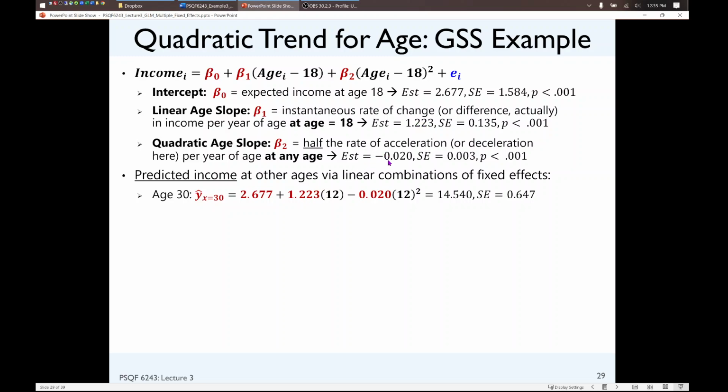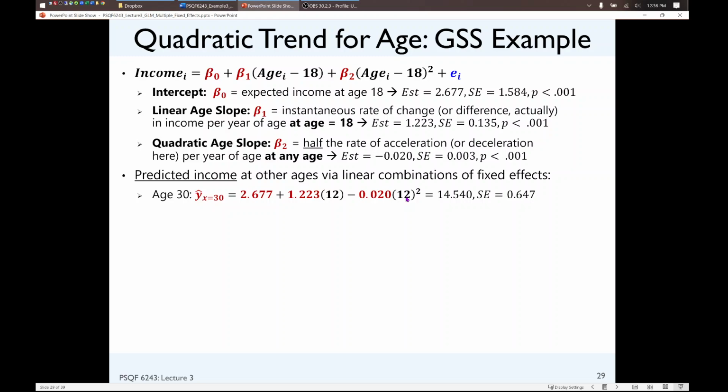And the fixed quadratic slope is negative 0.02, and I put that here. Now in parentheses are the values of age for which I would like a predicted income. I'm predicting it for age 30, which is 12 years past 18. So that is why I have 12 in here rather than 30. And then 12 squared would go into this piece right here.